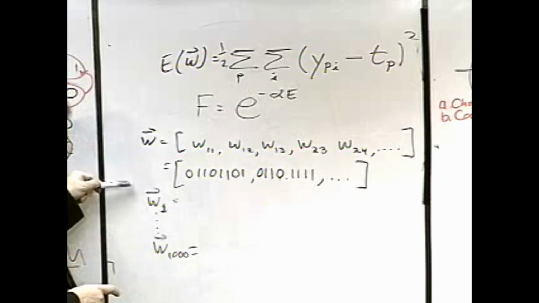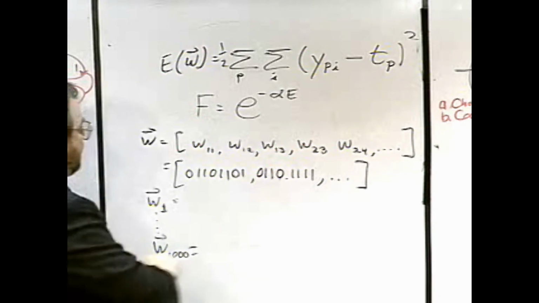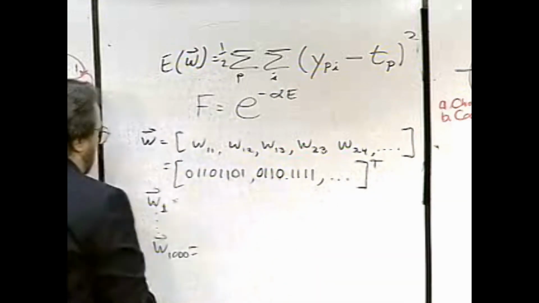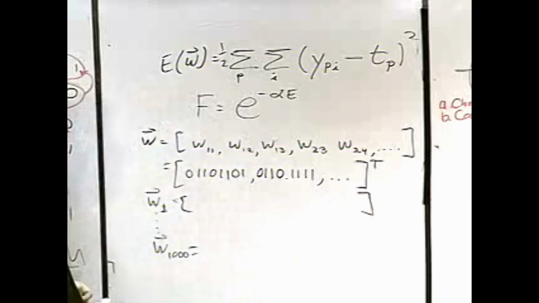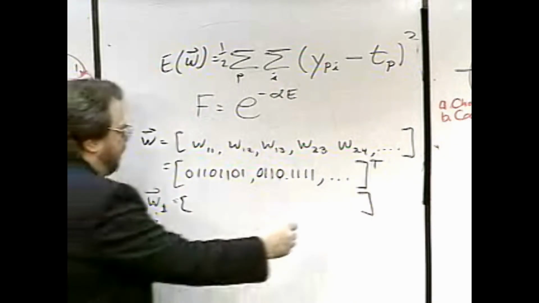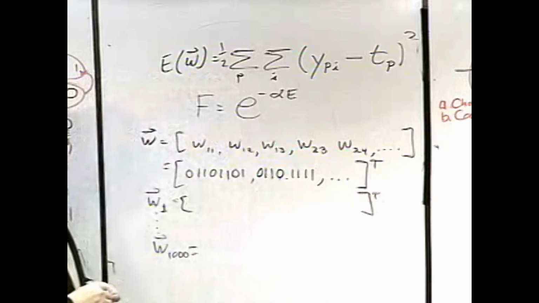And here we start. That should just be a vector. I'm sorry, this should be transpose. It's a vector in the sense it's a sequence of 1s and 0s. Okay? It's a vector of 1s and 0s. So that's just how I'm keeping track of my chromosome.